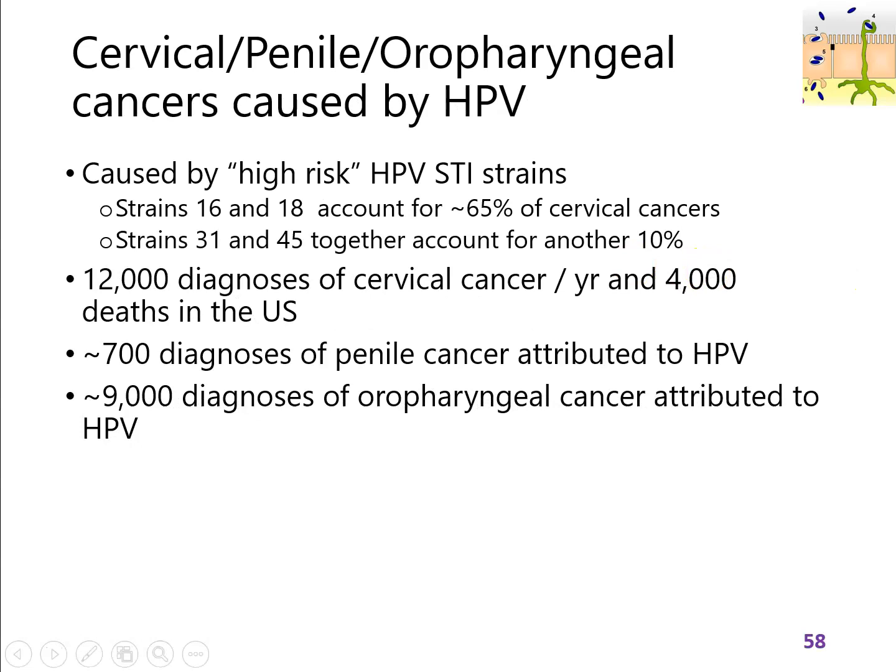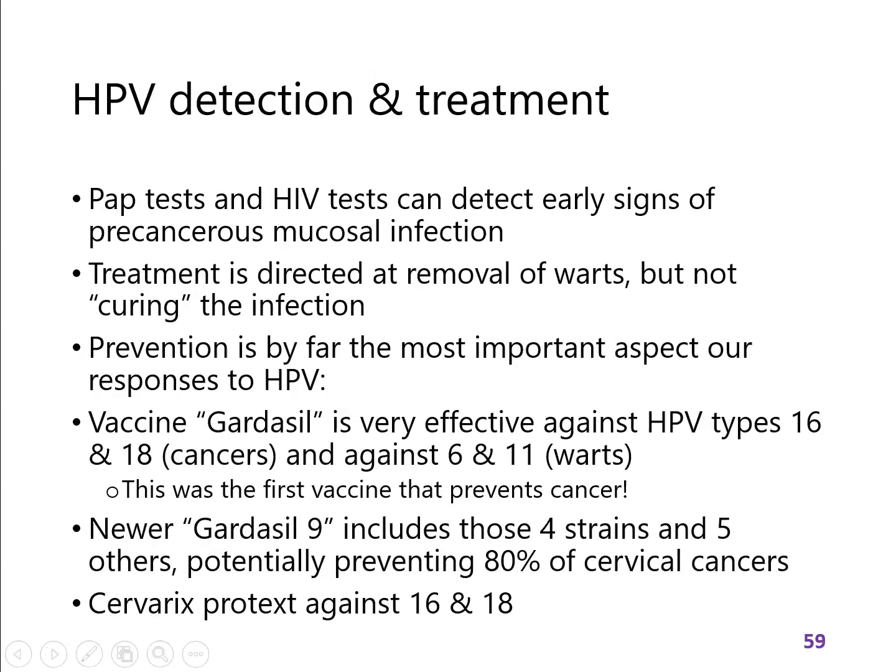So again, HPV can cause cancers, and the majority are caused by strains 16 and 18 and strain 31 and 45. Between the four of these, that accounts for 75% of cervical cancers. HPV also causes penile cancers and oropharyngeal cancers. And so preventing these infections, if possible, prevents these cancers. And early screening can allow us to treat these cancers and prevent them from becoming much more serious.